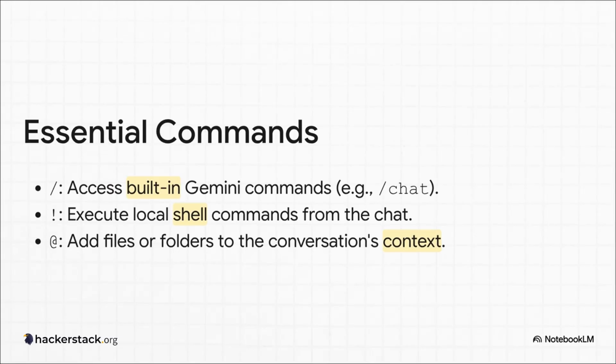Now, inside that interactive chat, these three little symbols, they are your superpowers. A slash lets you access built-in commands to manage the chat. The exclamation mark is awesome. It lets you run local shell commands like listing files with ls without ever leaving the chat. And the @ symbol, well, that's the real game changer. It lets you feed entire files or even whole folders to Gemini, giving it the full context of the project you're working on.